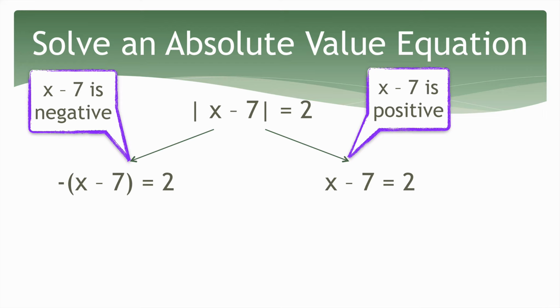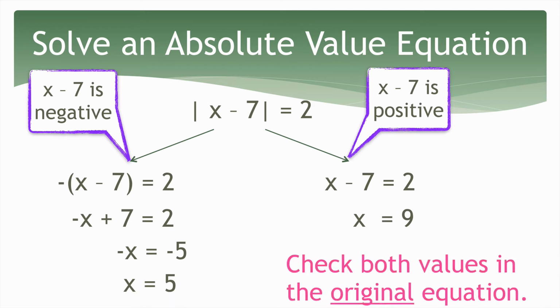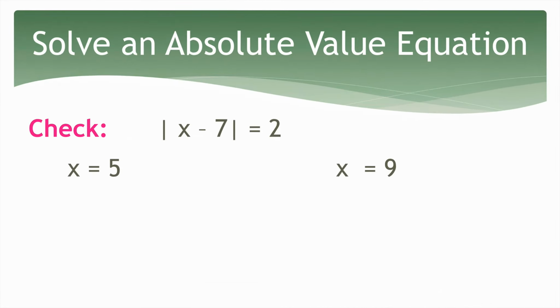Now notice that we've taken something we didn't know how to solve, absolute value, and we've changed it into two equations that we know how to solve. So we're going to solve those two equations. Now we have two numbers that presumably make that equation true. So we're going to make sure we check both of those values back in the original equation. Looking at the equation, which was the absolute value of x minus 7 equals 2, our two solutions are x equals 5 and x equals 9.